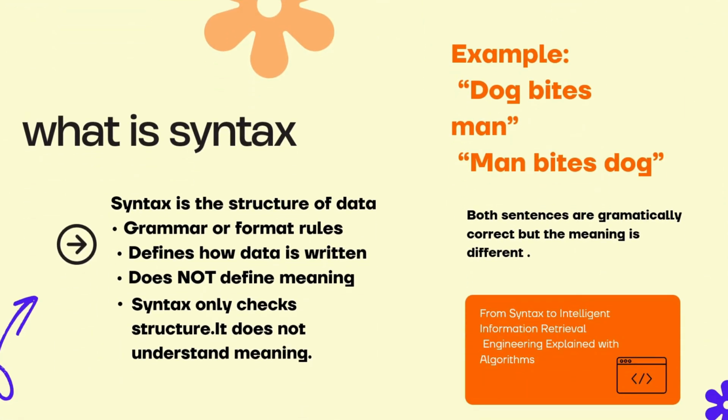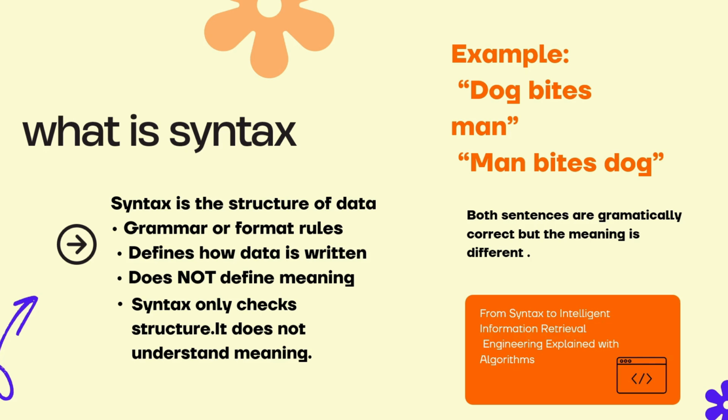Syntax refers to the structure or format of the data. In simple terms, syntax is about grammar rules and how data is written. It checks whether a sentence is grammatically correct, but it does not understand the meaning of the sentence. For example, the first sentence is "dog bites man," and the second sentence is "man bites dog." Both sentences are grammatically correct, but their meanings are completely different.